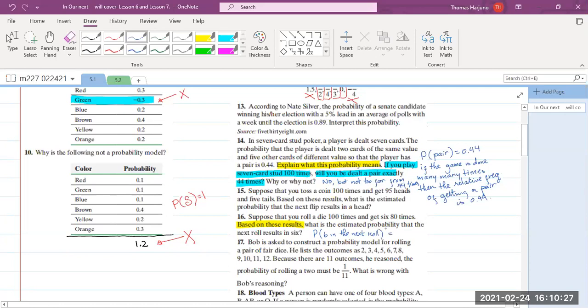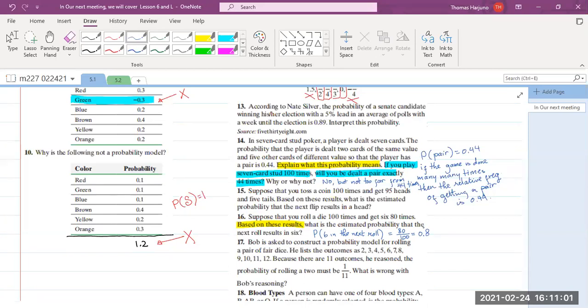Okay, what is that again? Now, based on relative frequency, based on that result, the probability to get 6 in the next roll will be 80 over 100. But you may say, "But Thomas, if that die is a fair die, it's supposed to be 1 over 6, right?" If that die is a fair die, yes, it's supposed to be 1/6.